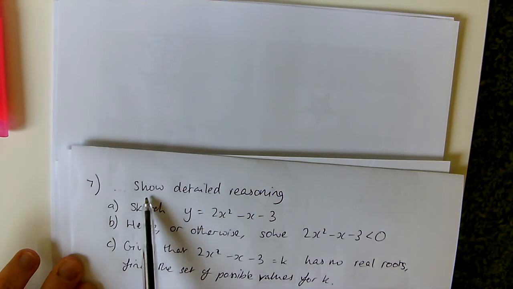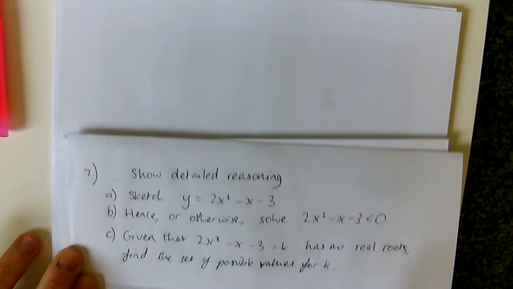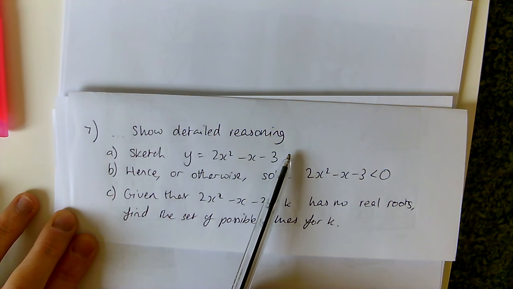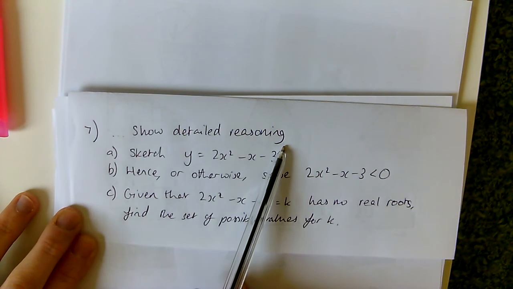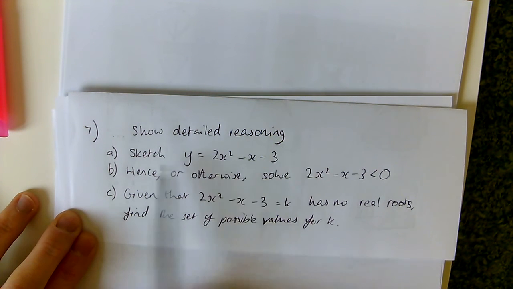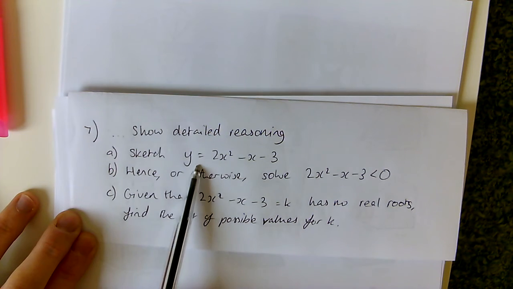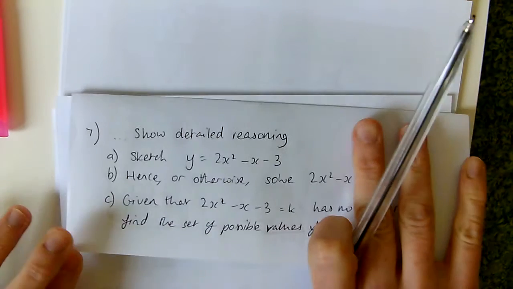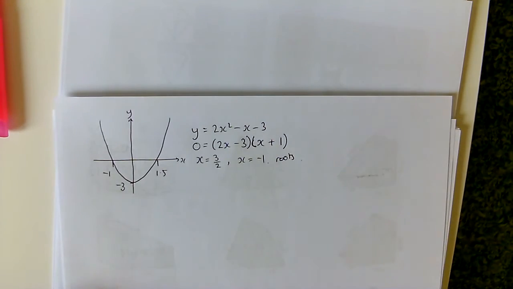So this question said show detailed reasoning. Now that means that you can't only use your calculator and copy your answer down. You have to justify what you're writing or drawing. Okay, so the first part is sketch y = 2x² - x - 3. Okay, so here are some different responses that I've been marking.